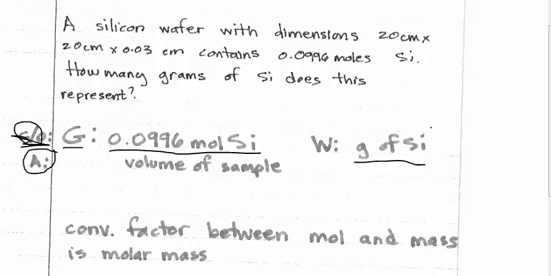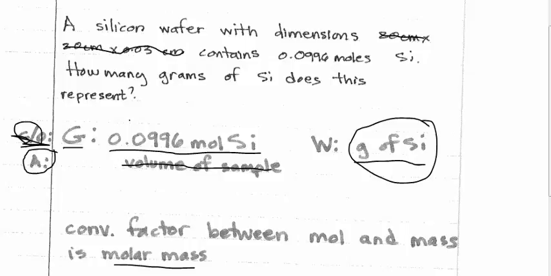So I'm asked for grams of silicon, and I know that the conversion factor between moles and mass is molar mass. So I actually don't need the volume of the sample. This information up here about the dimensions is really not necessary. What I do need are my moles, and then I can convert to grams using my molar mass.